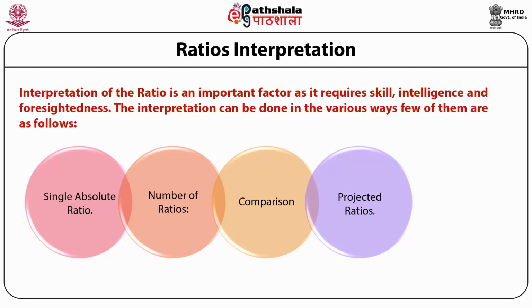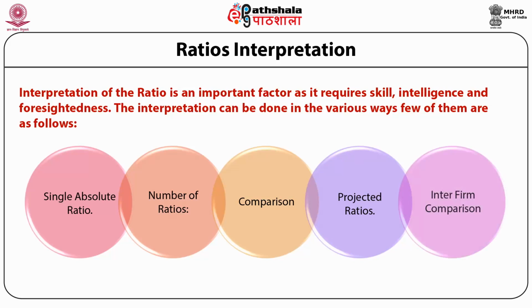Next, projected ratios. Ratios can be calculated for future standards based upon the projected or pro forma financial statements. These future ratios may be taken as standard for comparison, and the ratios calculated on actual financial statements can be compared with the standard ratios to find out variances, if such variance helps in interpretation.